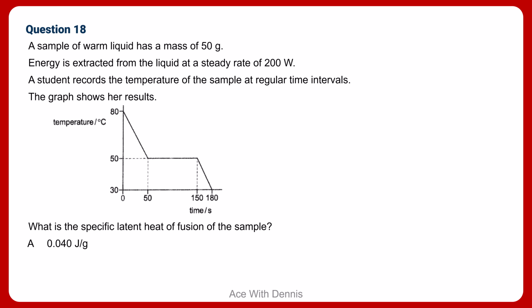A. 0.040 joules per gram, B. 8.0 joules per gram, C. 60 joules per gram, or D. 400 joules per gram.